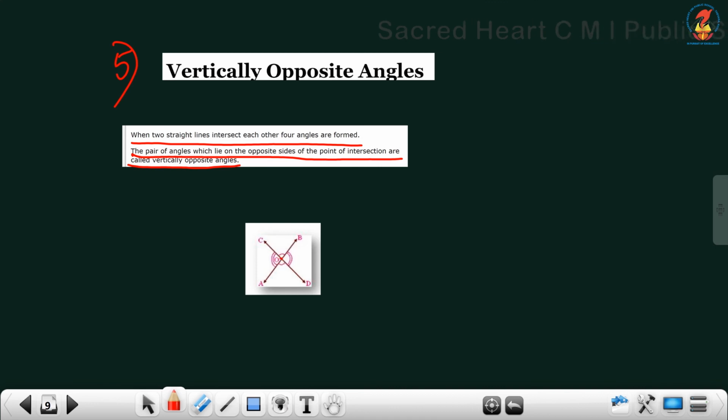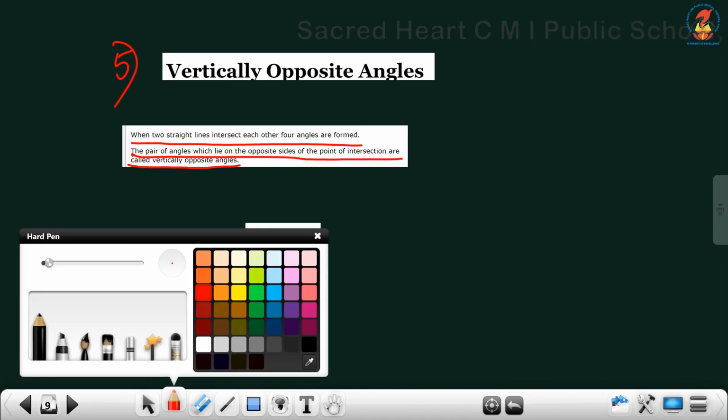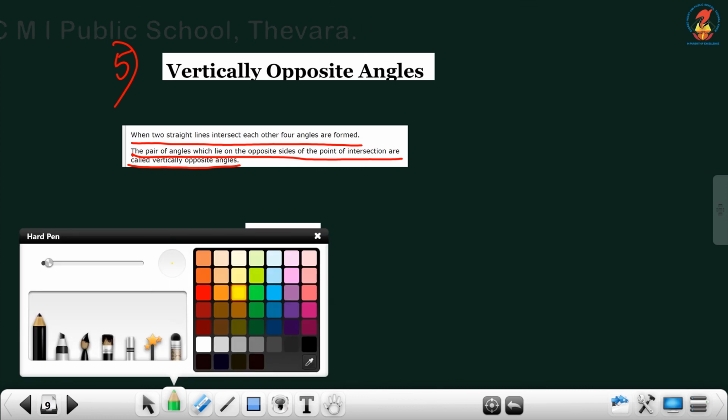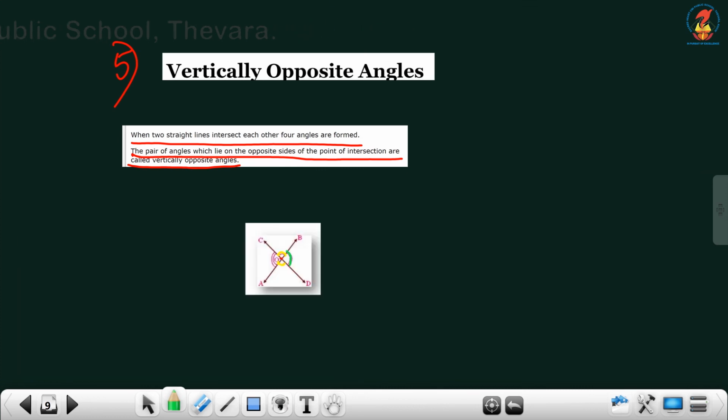This is the point of intersection, and you can see that this angle and this angle are opposite to this vertex. So, we can say that they are vertically opposite angles. In the same way, you can see that this angle and this angle are opposite to this point. Okay. So, we can say that that is the next pair of vertically opposite angles, and I already told you vertically opposite angles are equal.